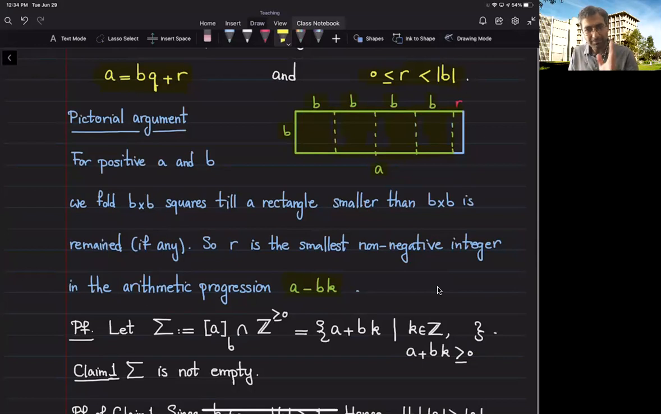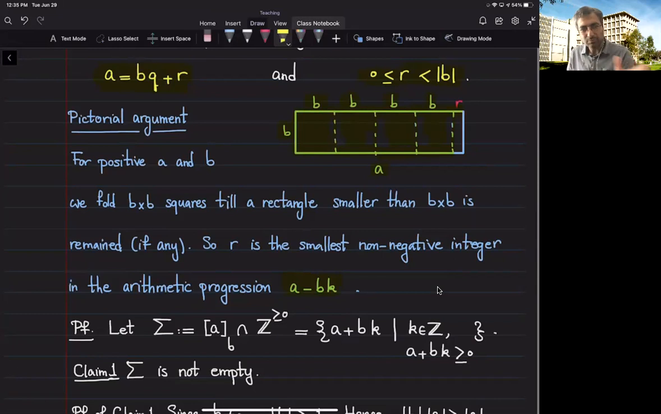That means I'm getting to the bottom of this among non-negative integers. I don't want to pass to negative integers. I just want to work with this rectangle. So I don't want to get a negative number. So that's the idea. And let's now make the formal proof.